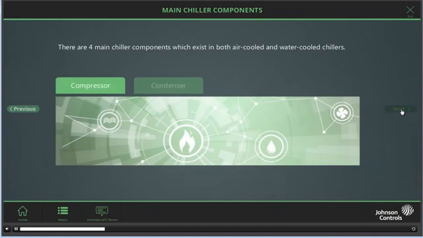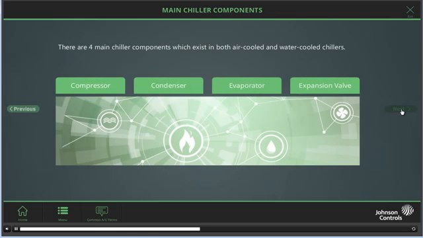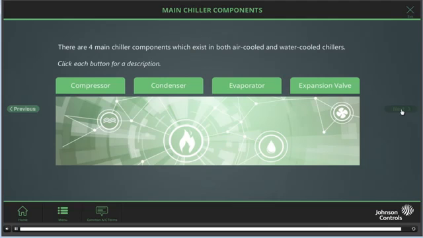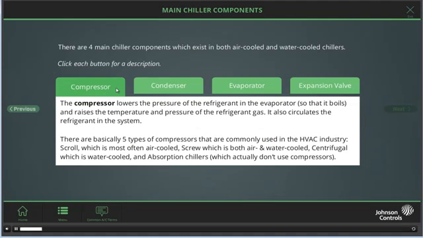There are four main components which exist in both air-cooled and water-cooled chillers. Click each button for a description. The compressor lowers the pressure of the refrigerant in the evaporator so that it boils and raises the temperature and pressure of the refrigerant gas. It also circulates the refrigerant in the system.